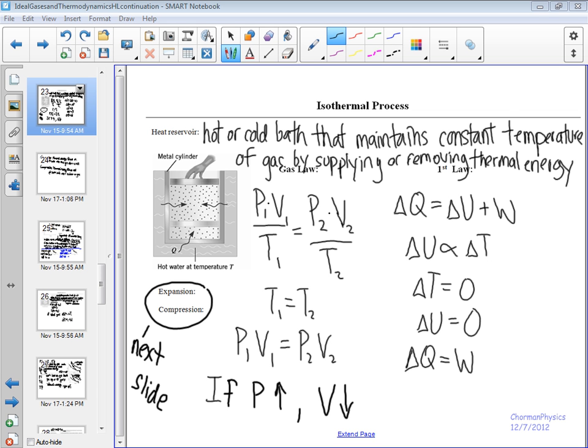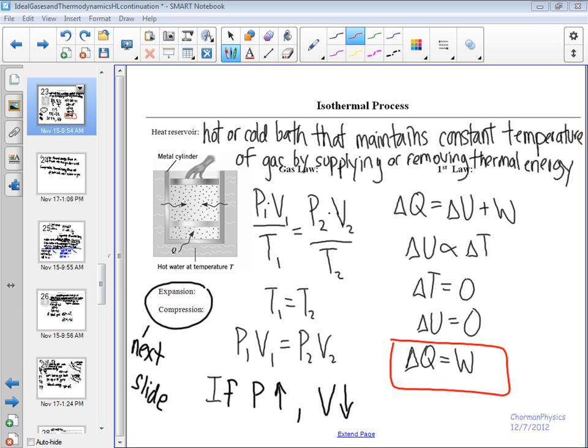Again, using the first law of thermodynamics there, all right, we see that delta U is directly proportional to delta T, so it's isothermal, there's no change in temperature, there's no change in internal energy, and our resulting relationship is this one right here, where the change in thermal energy is directly equal to the work done by the gas.